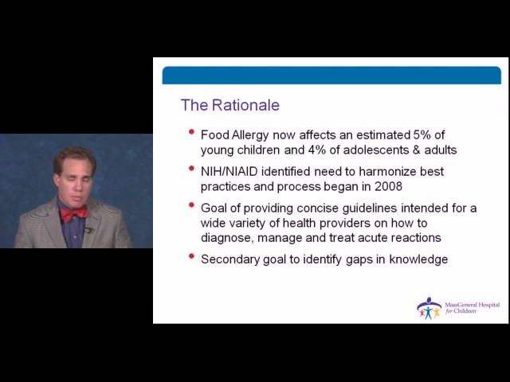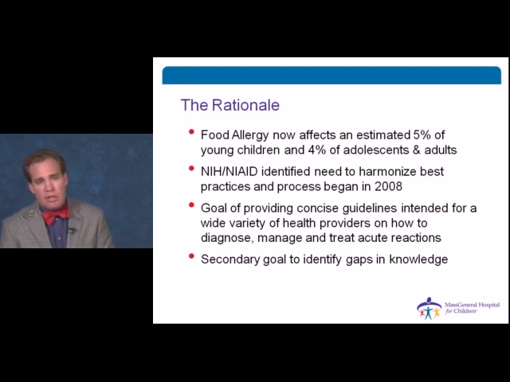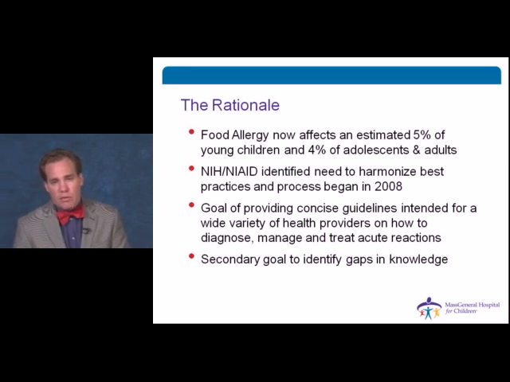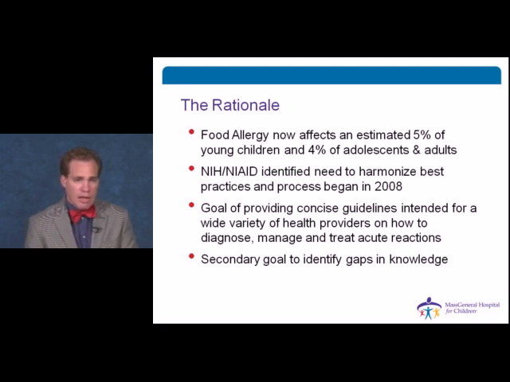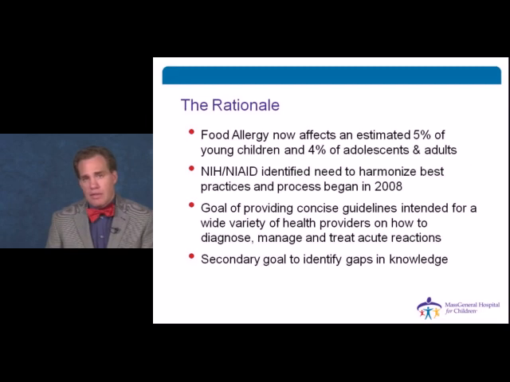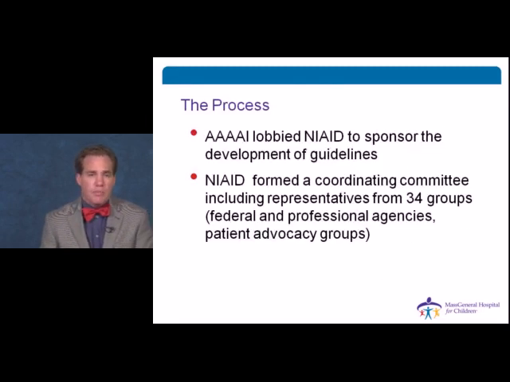And this whole process began all the way back in 2008, with leadership from the American Academy of Asthma, Allergy, and Immunology. And the goal was to provide concise guidelines for a wide range of health providers on how to diagnose, manage, and treat acute reactions. And as I said before, it still remains the definitive source for much of that information. The secondary goal was to help us, as a field, identify gaps in knowledge.